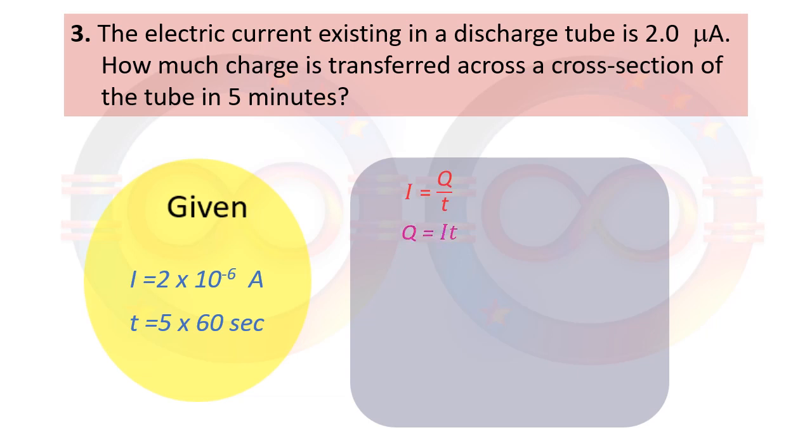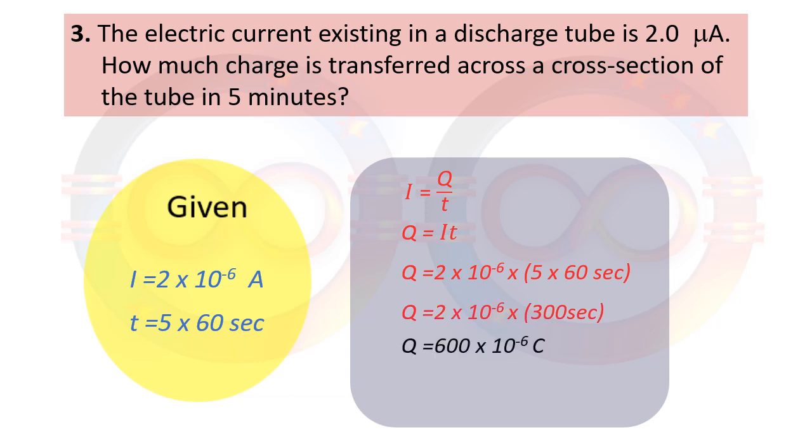The value of I we can take as 2 into 10 raised to minus 6 ampere, and time in SI unit, if we take 5 minutes in seconds, it is nothing but 300 seconds, and after calculation we will be getting the amount of charge which is passing through the cross section as 600 into 10 raised to minus 6 coulomb, or 6 into 10 raised to minus 4 coulomb.